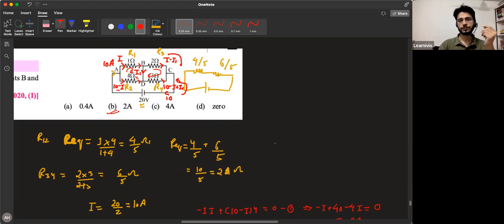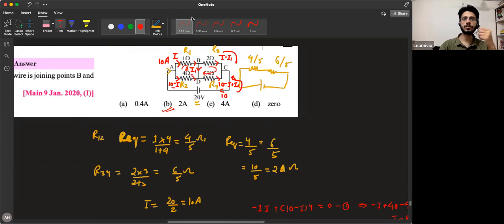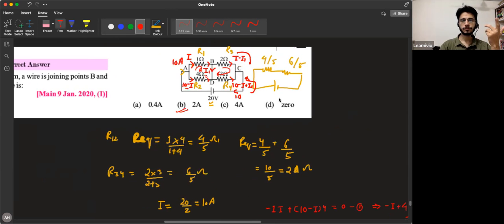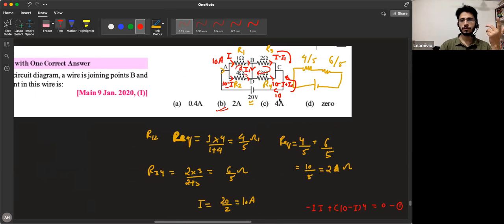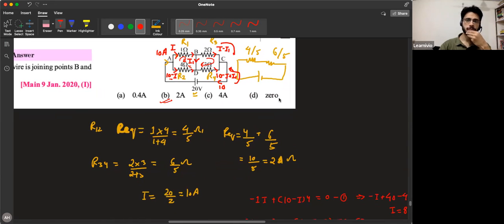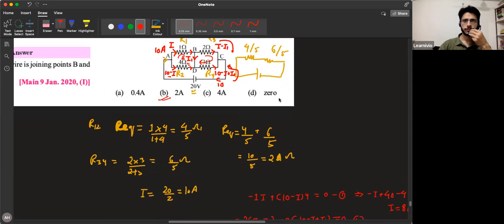This is again a simple application of Kirchhoff, the series and parallel combination and Kirchhoff. So again, we don't use anything which is not in NCERT, but do it.